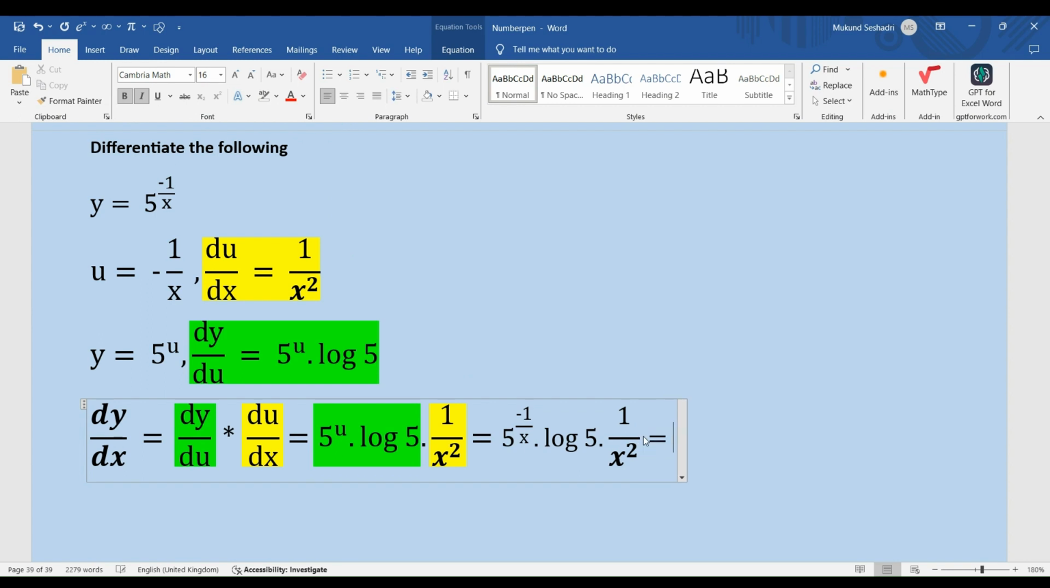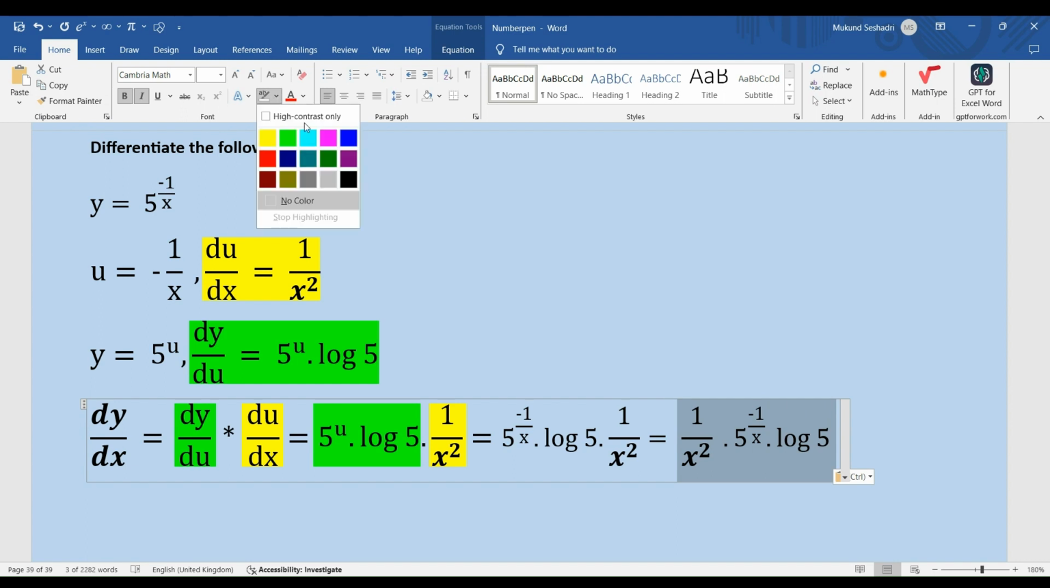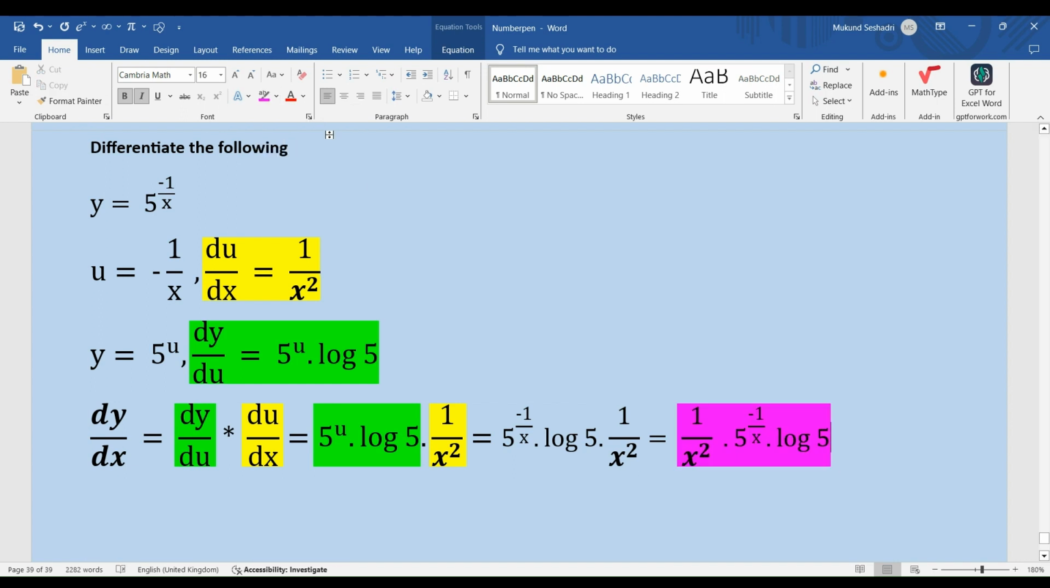Is there a better way of writing this out? Yes. So let's bring 1 by x square in the front. So it's 1 by x square times 5 to the power minus 1 by x times log 5. So that's my final answer. And let's highlight the final answer in a different color. So there we have 1 by x square into 5 to the power minus 1 by x into log of 5.